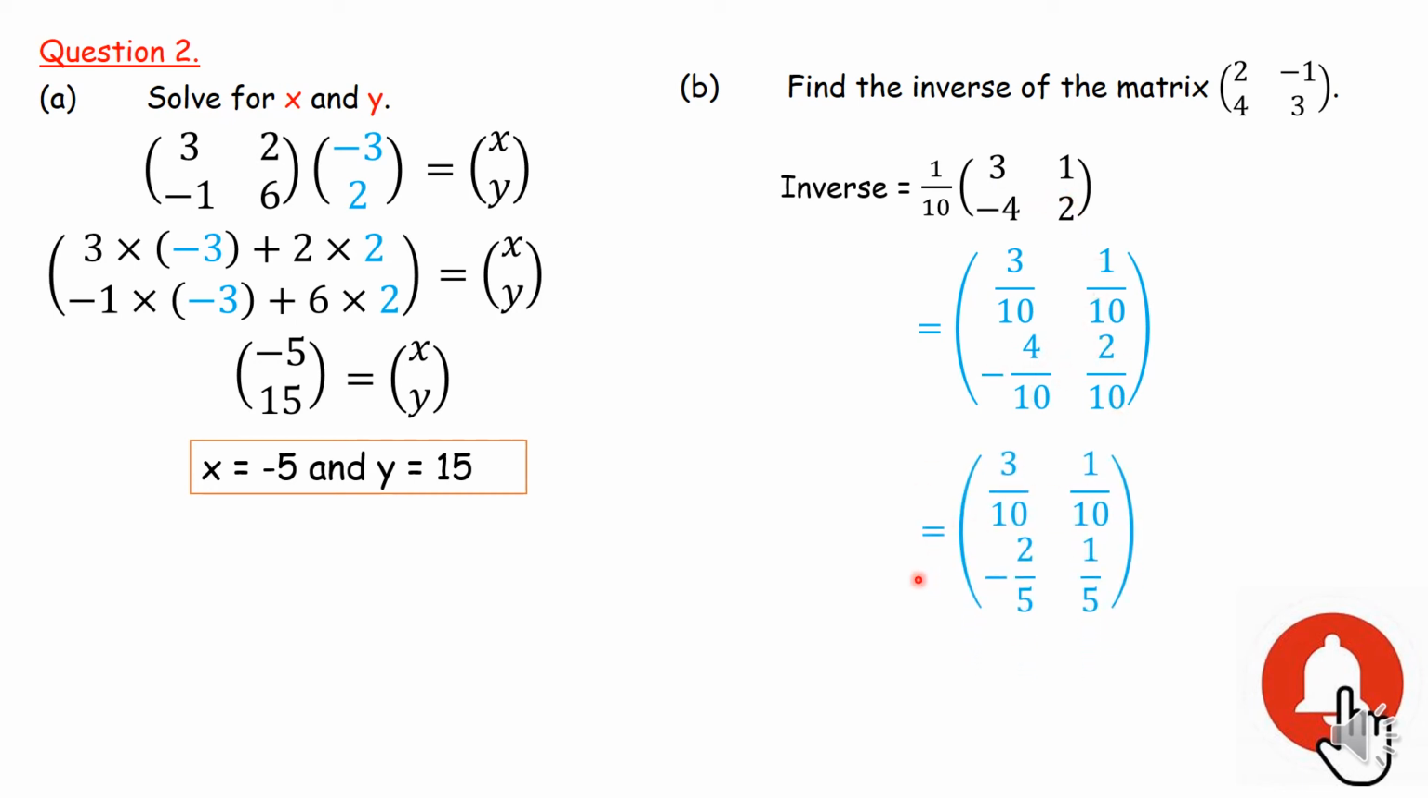You can even go ahead and simplify the other part, the 2, negative 2 over 5, and 1 over 5. All right, so essentially this first part already contains the inverse. So this is just you carrying that 1 over 10 over by multiplying with each one of the elements in there.